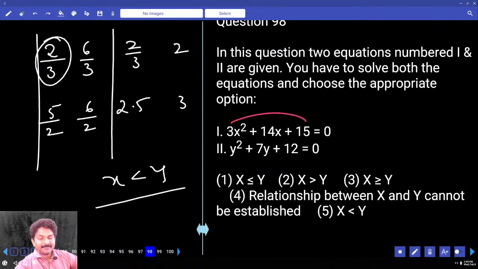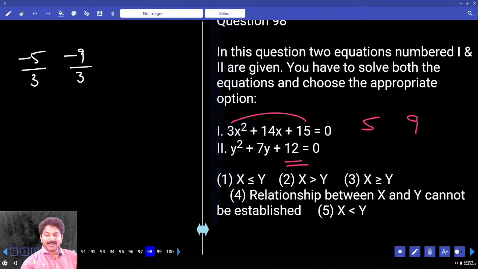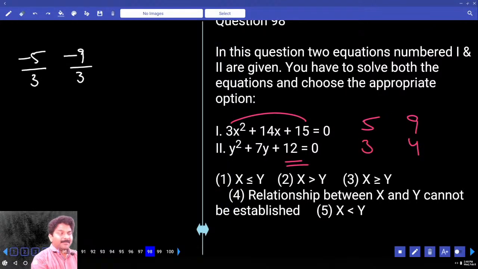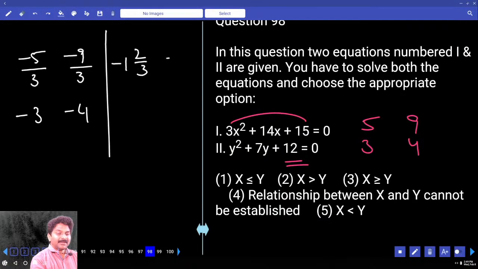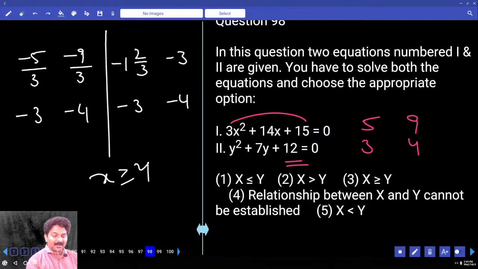Product must be 45. Sum must be 14. Factors are minus 5, minus 9 divided by 3. Product must be 12. Sum must be 7. Plus 3 plus 4 combination, factors are minus 3, minus 4. This is minus 1, 2 by 3, minus 3, minus 4. X greater than y, x greater than y, x equal to y, x greater than y. X is greater than or equal to y.